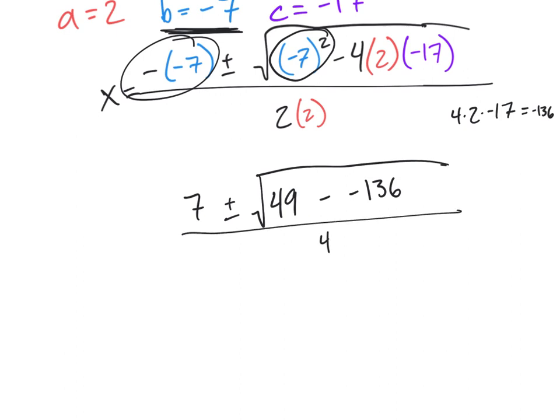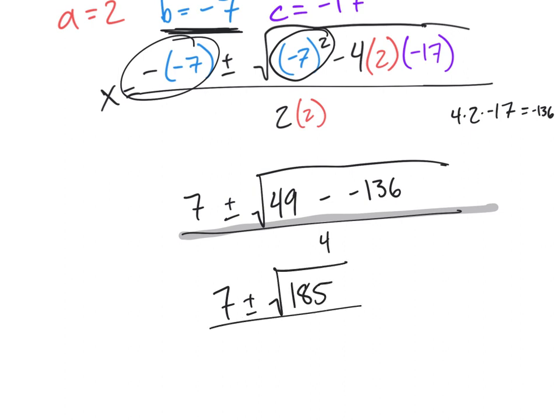Notice that this fraction bar goes all the way underneath the entire thing. If you don't do that, you're going to get a wrong answer. 49 minus 136 is 185. So I'm going to rewrite x equals 7 plus or minus the square root of 185, all divided by 4. I should be writing x equals every time.